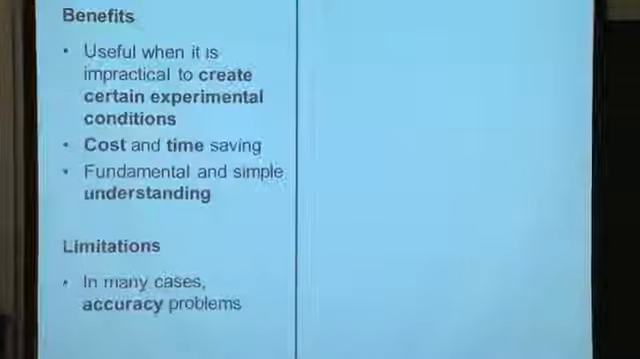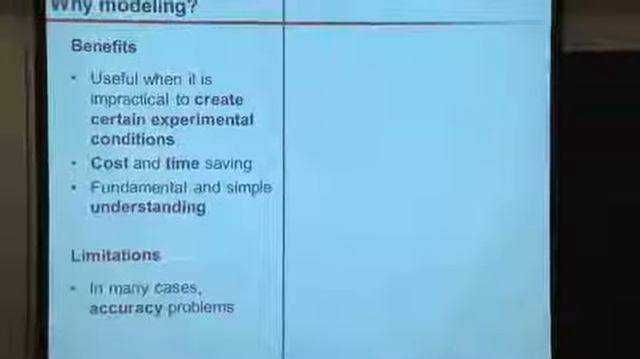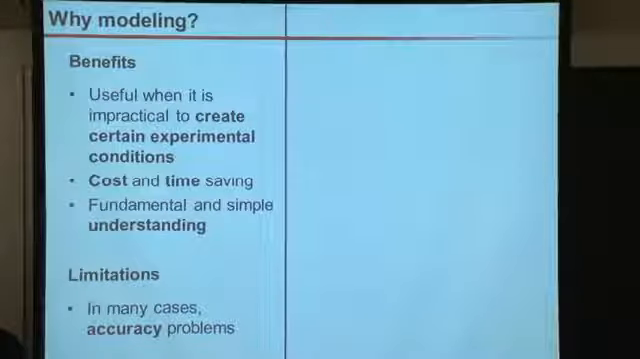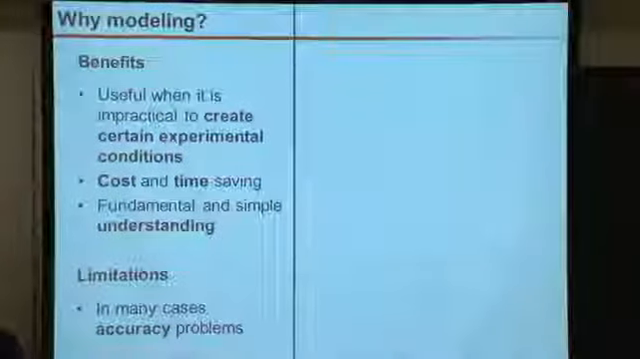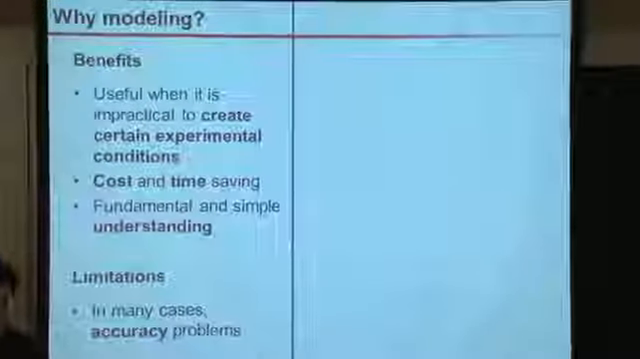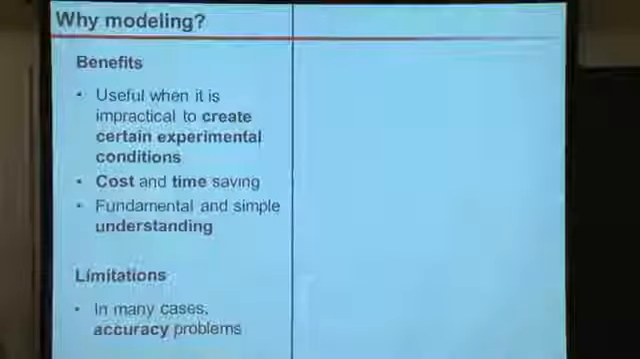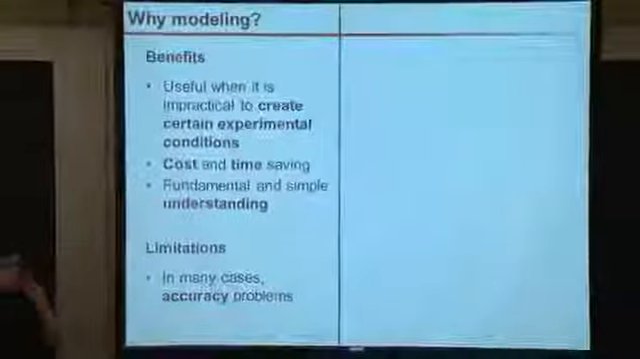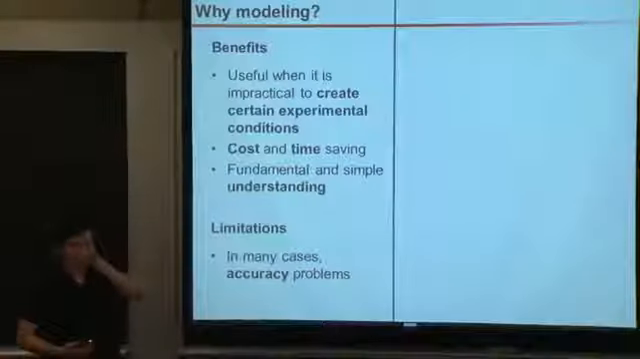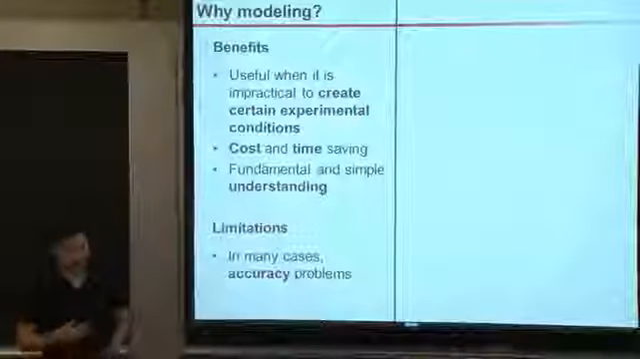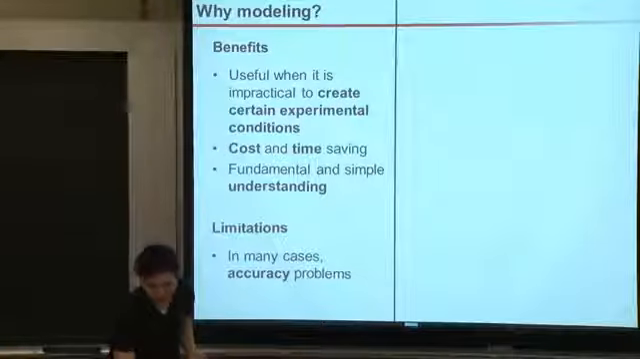So why modeling in general? Because it has a lot of benefits, such as being very useful when it is impossible or impractical to create certain experimental conditions. Also, doing simulation is much more efficient in terms of money and time taken. And we can do fundamental and simple understanding at a very small scale, such as atomic scale. But there is one very critical limitation, which is the accuracy problem. In many cases, accuracy matters, and it's not really as accurate as what really happens.